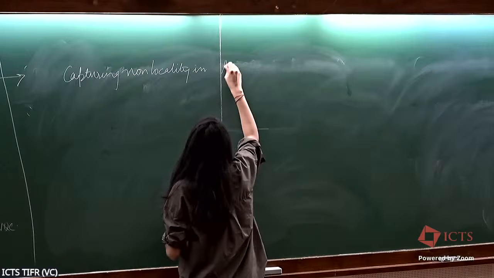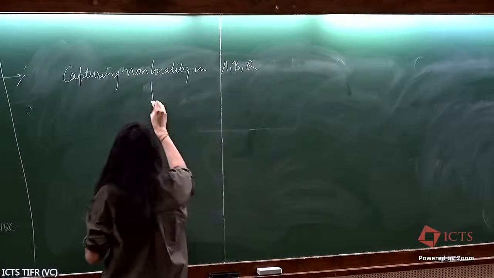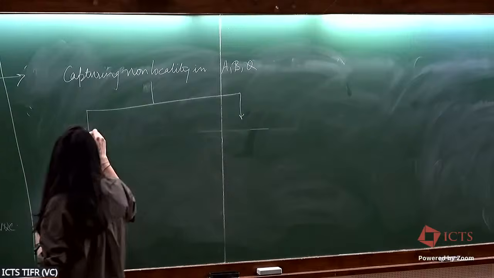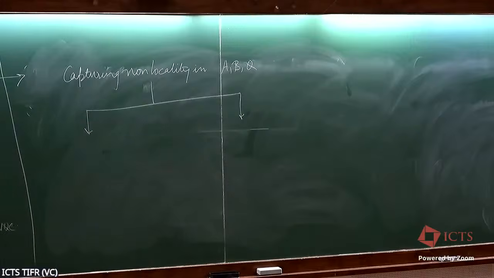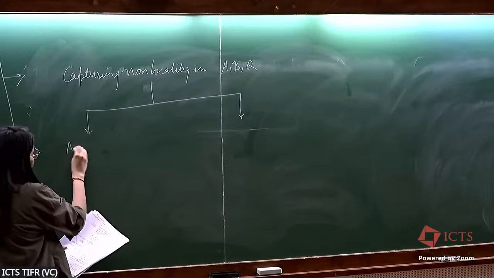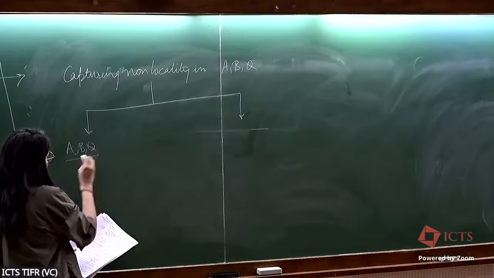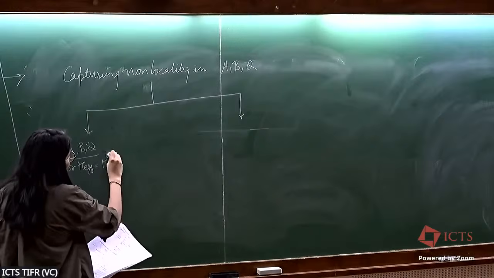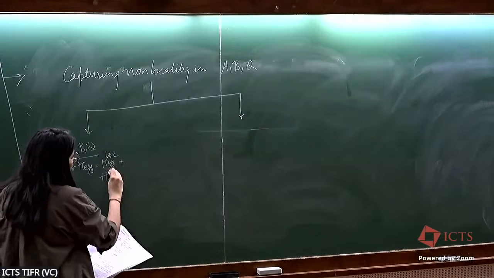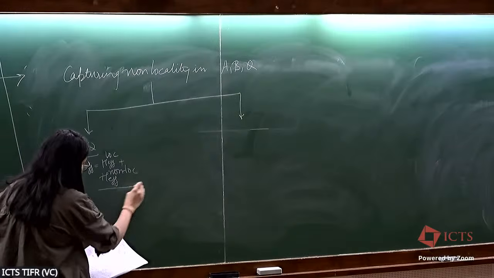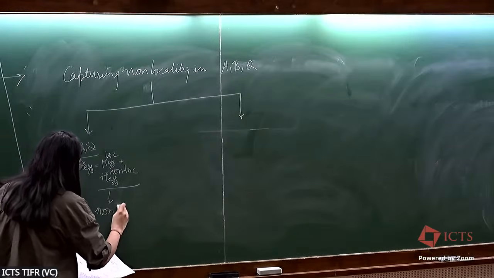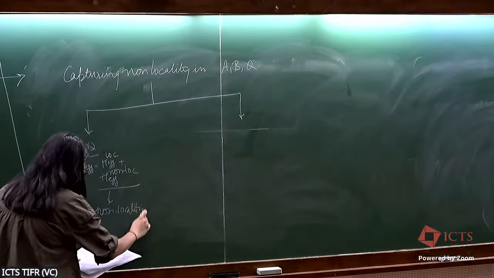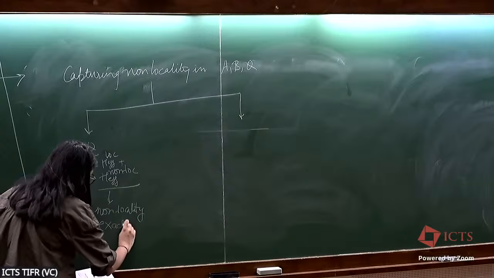Capturing non-locality in A, B, and Q. There could be two ways. One way would be to introduce some non-locality here. I say that A is local plus some time integral function. So I say that A, B, and Q, or let's say H hat effective, should be local plus some non-local piece. And here I'm introducing the non-locality, exactly as in the two-body Hamiltonian.